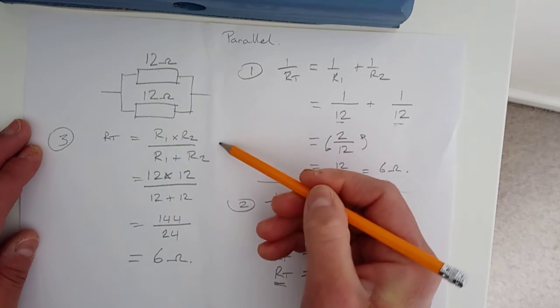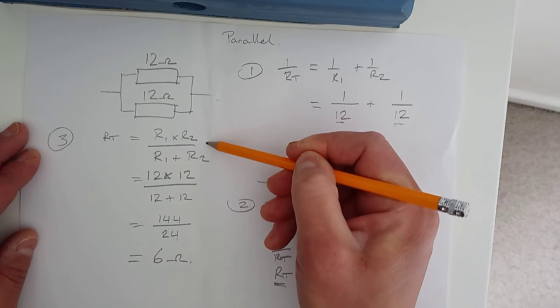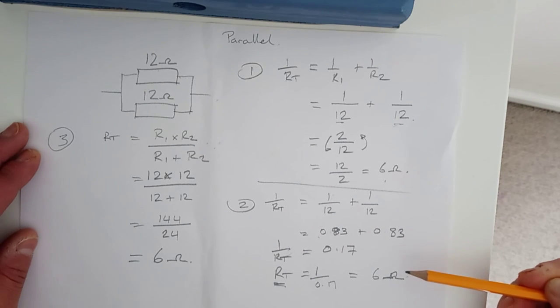The easiest way of doing it is using this formula. If there's only 2 resistors in parallel, use this, and if there's more than 2, use this or this. Okay, that's the easiest way.